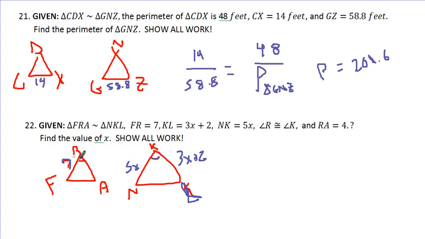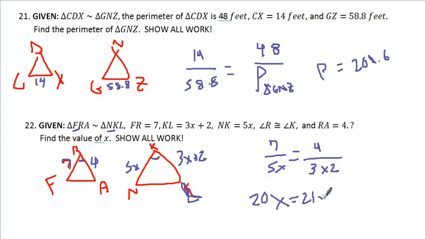And again, these angles are congruent. 7 corresponds to 5x because FR and NK correspond. We want to set that equal to, we know that RA is 4. So RA is 4 over 3x plus 2. Do your cross multiplying. 20x will equal 21x plus 14. If you subtract, you would get negative x equals 14, which means that x equals negative 14 as your answer.